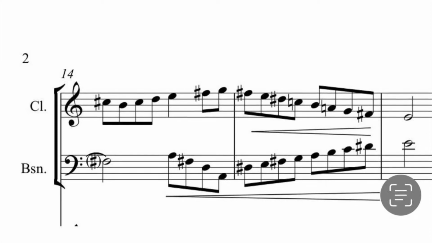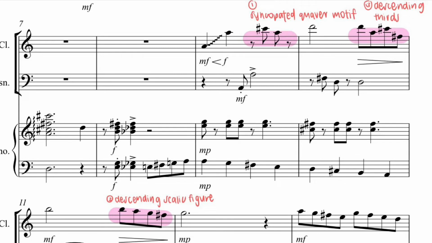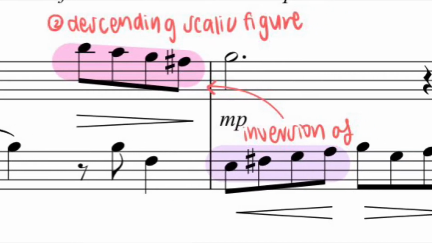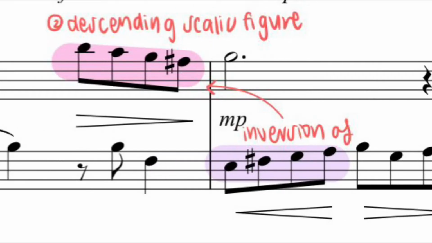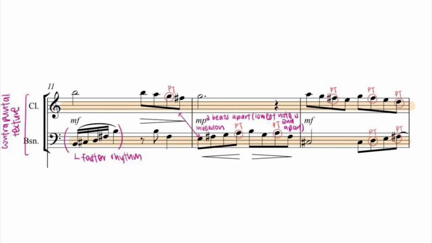So what I did was that I broke up the melody introduced by the clarinet and rearranged the motifs in the bassoon part. The repeated motifs that I used included a syncopated quaver motif, a descending scalic figure, and descending thirds. I used techniques such as inversion of the descending scalic line in bar 12 in the bassoon part. After rearranging and altering the motifs, it caused the bassoon and clarinet lines to sound more like two different melodies in bar 11, so it ends up being more like a contrapuntal texture.